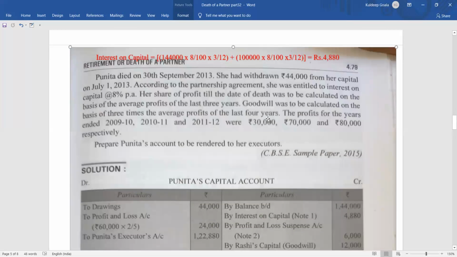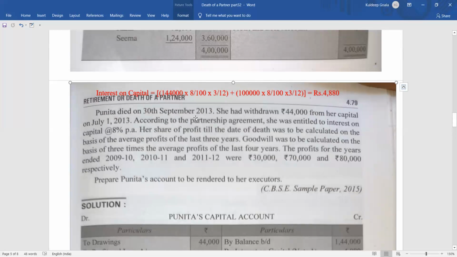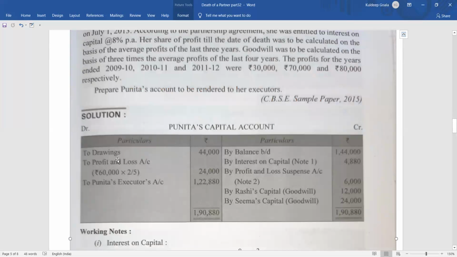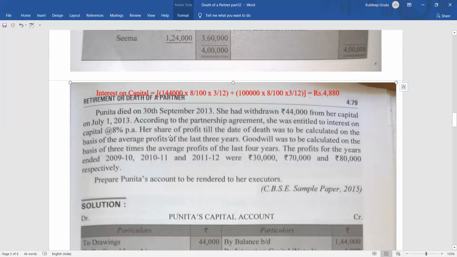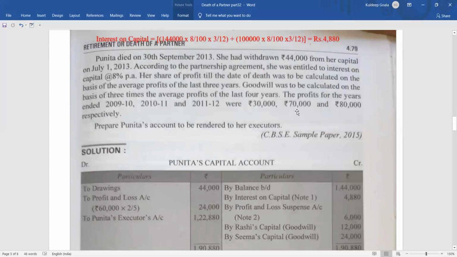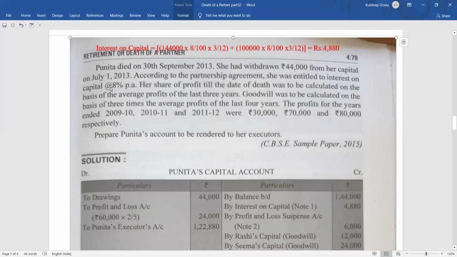Right? Now let's come to the adjustment. First one is Punita dies on this date. And what happened is she has withdrawn how much? 44,000 from her capital. So drawings will come in the debit side. To drawings, 44,000. Okay. After that, why are they keeping drawings ahead? Because drawing has happened on 1st of July 2013. That is why. Okay. And this profit and loss has been given on which date? It is given on the date of 30th September 2013. That is why the drawings is coming ahead of profit and loss.